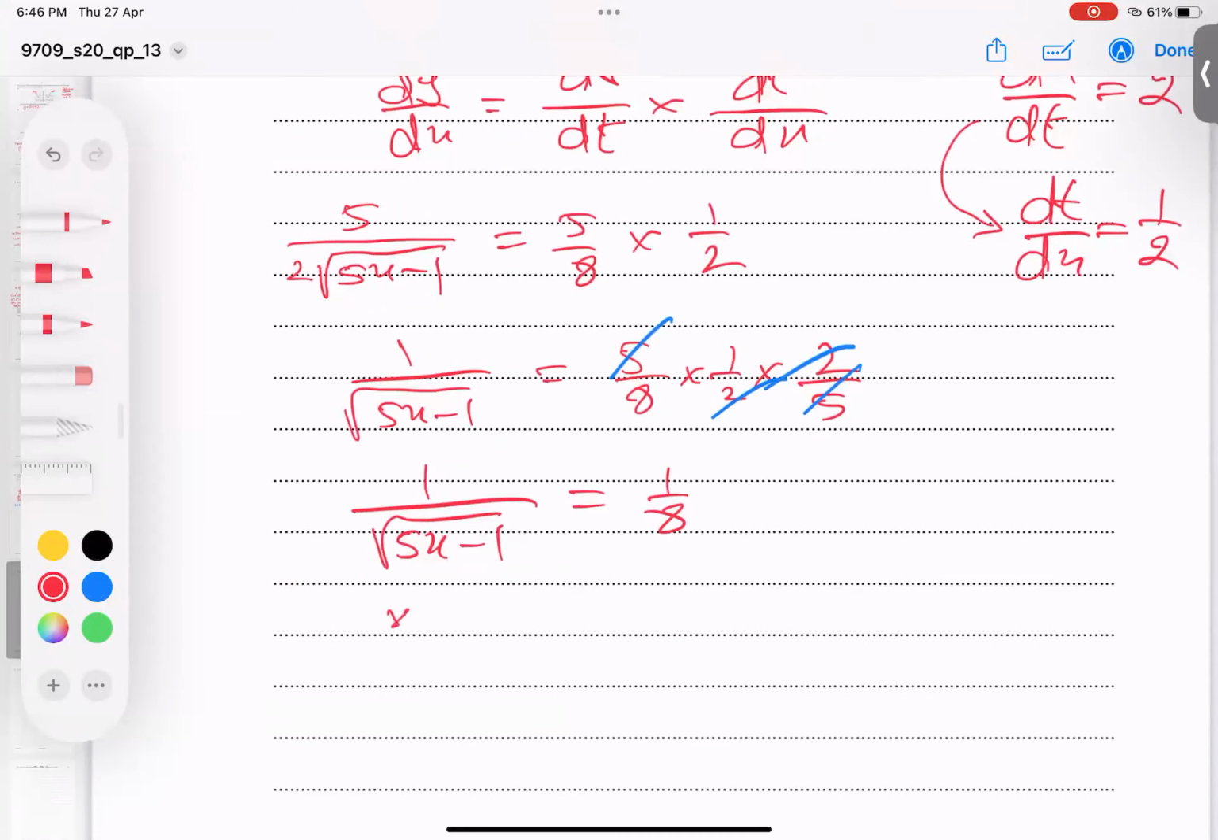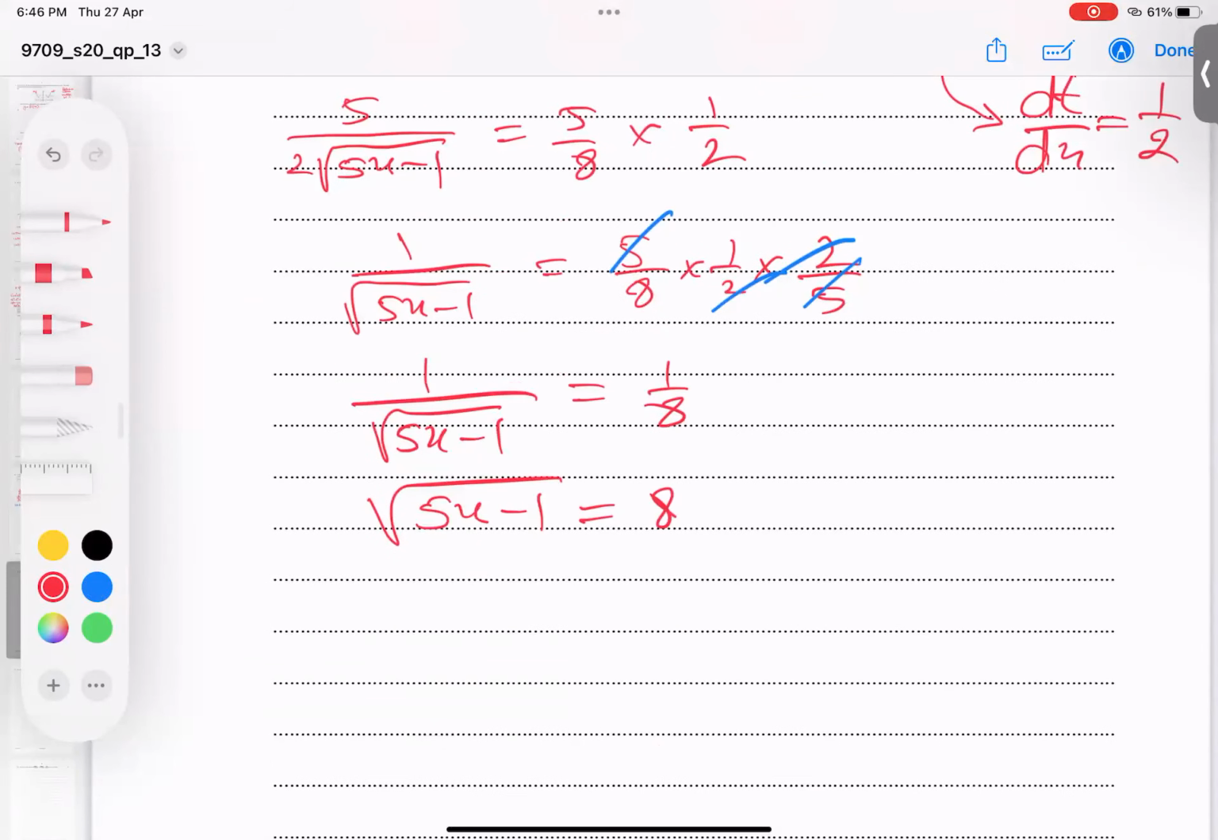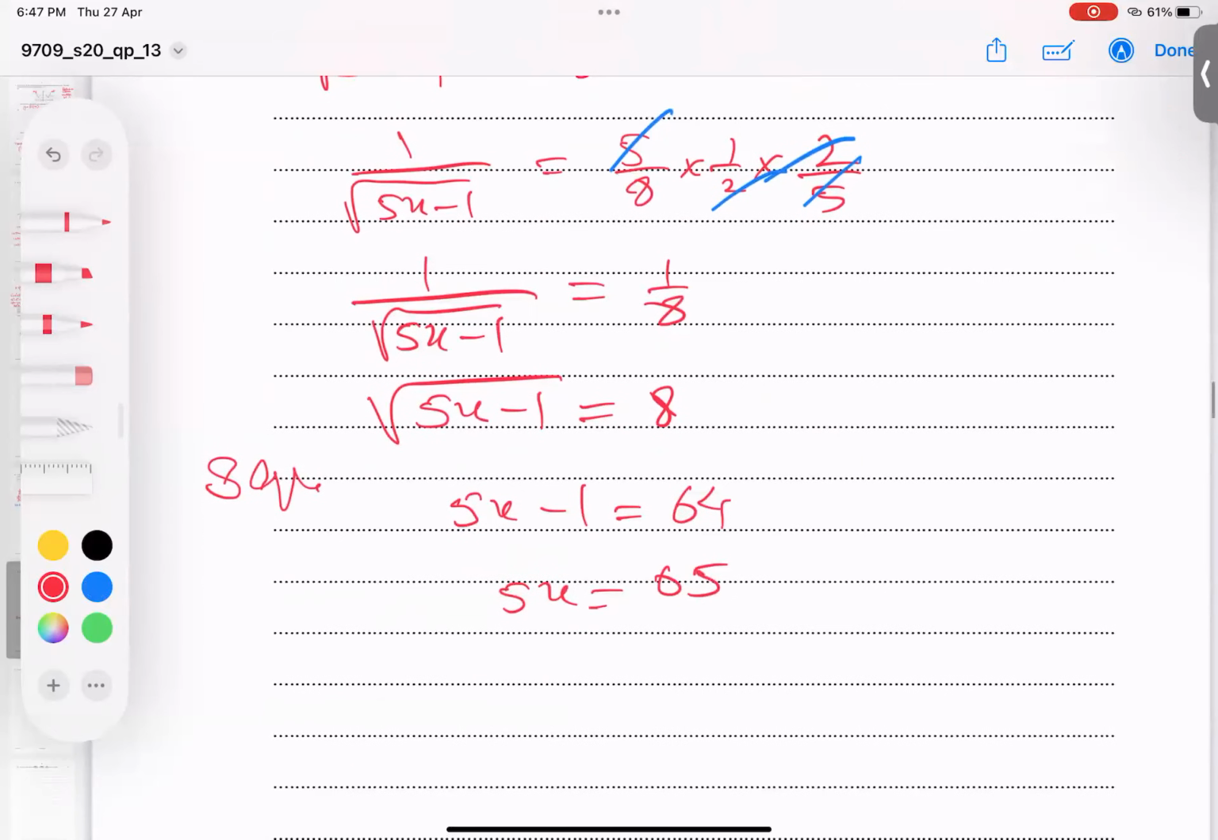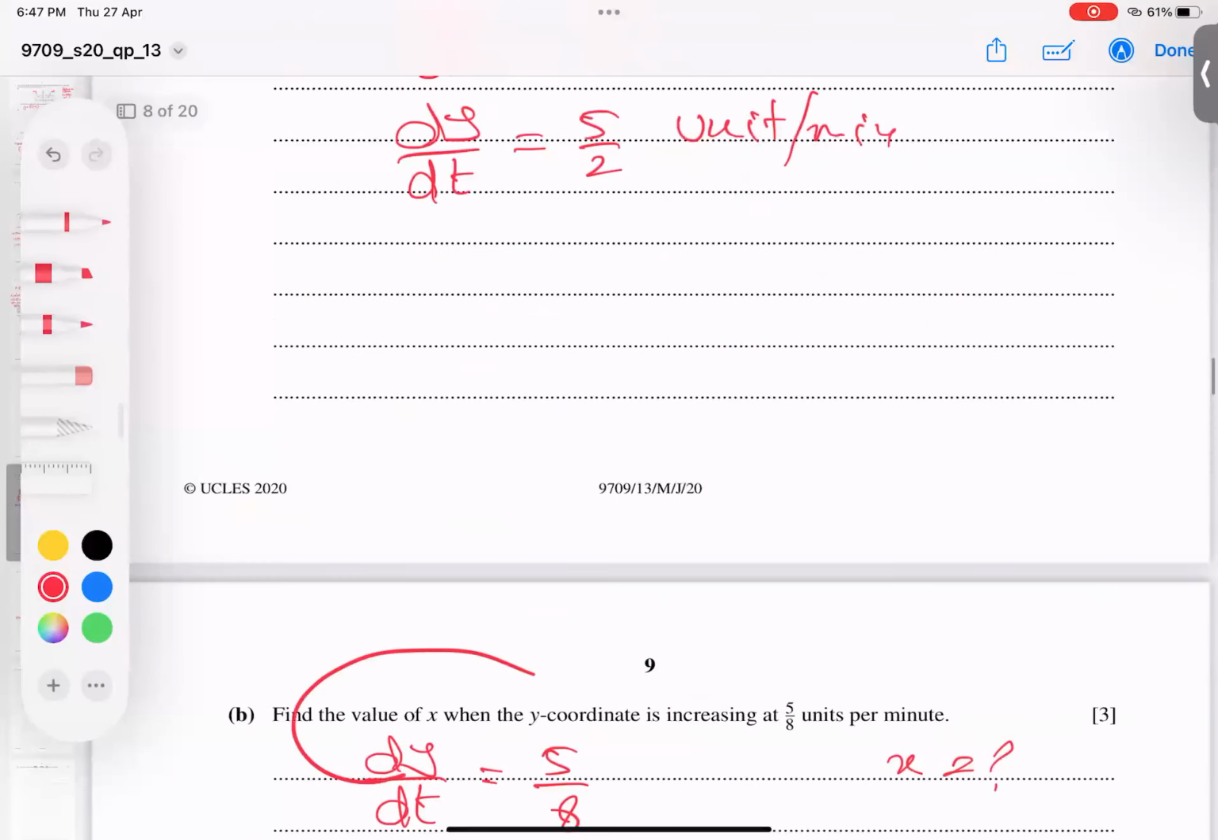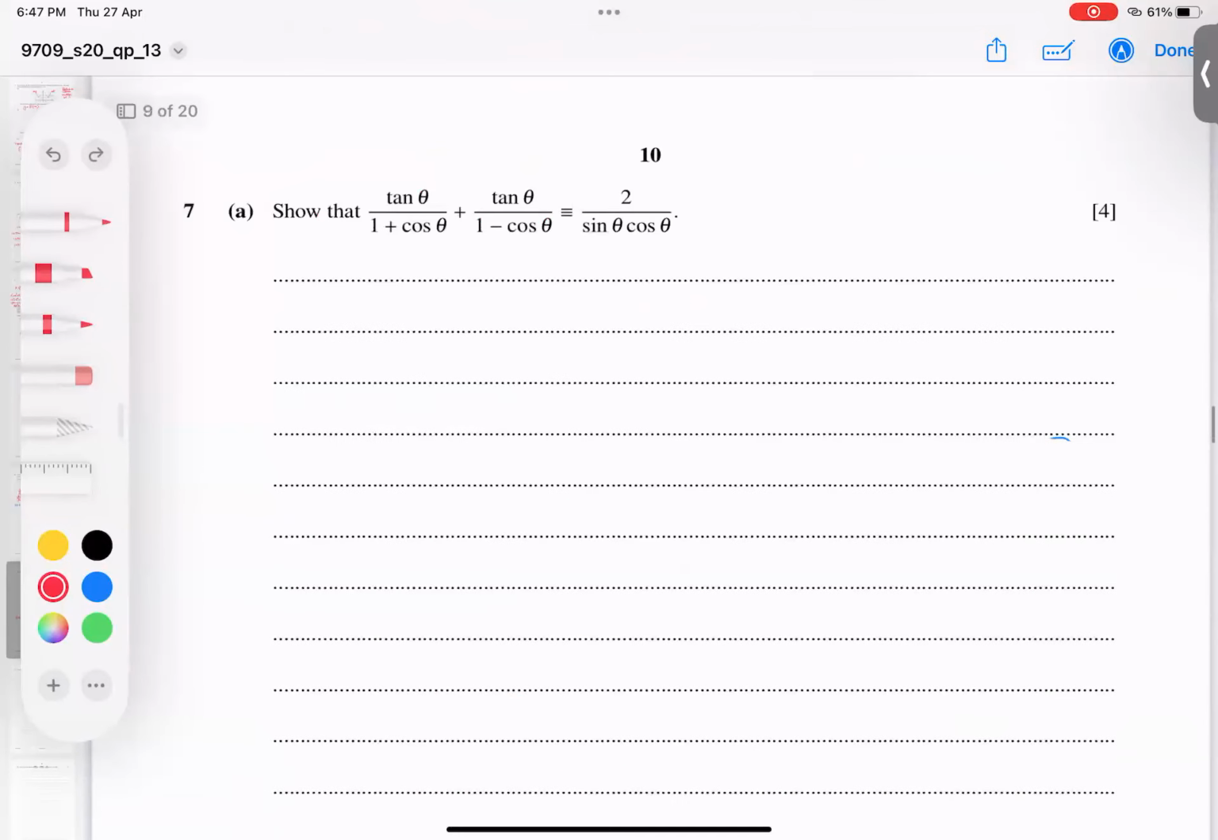Cross multiply. This goes there, that goes there. Finally, root of 5x minus 1 equals 8. So squaring both sides, on the left side the square and root cancel out, giving 5x minus 1. On the right side, the square of 8 gives you 64. The 1 goes across and add, I get 65. And 65 divided by 5 gives you 13. So Alhamdulillah, he was asking what is the value of x. I believe you got the idea.